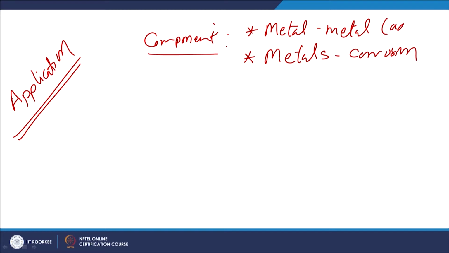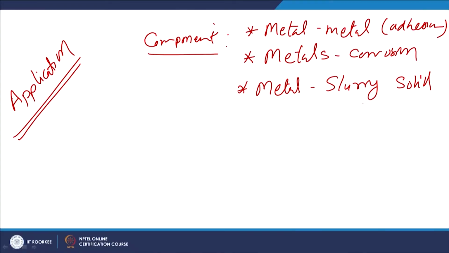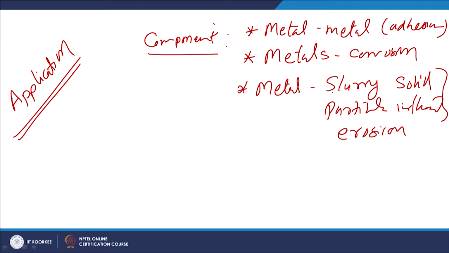So, here it will be adhesion, and in the second case, when the metals are interacting with other molten metals or a medium which can cause corrosion, or when the metals are interacting with a slurry having solid particles suspended in the fluid which is passing over the metal system, this is the condition which will cause erosion. This kind of loss of material is observed in the case of hydro turbines or the pumps which are used.